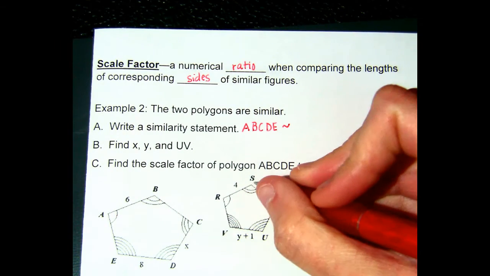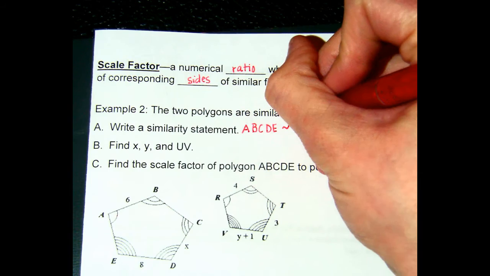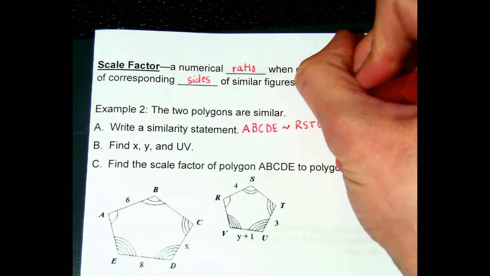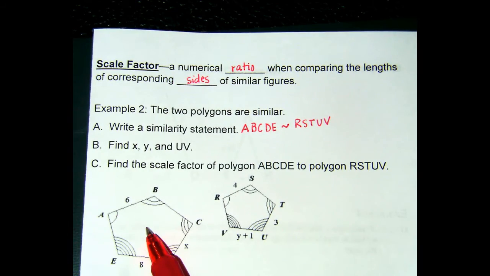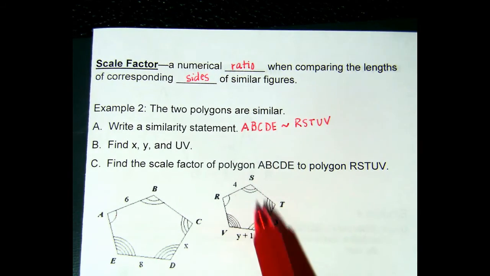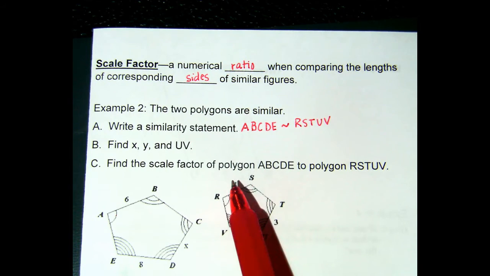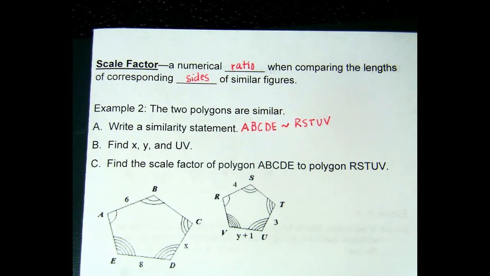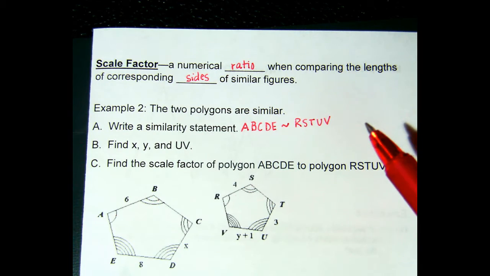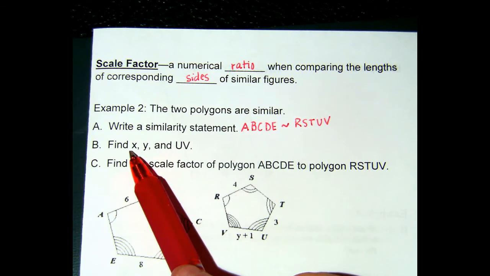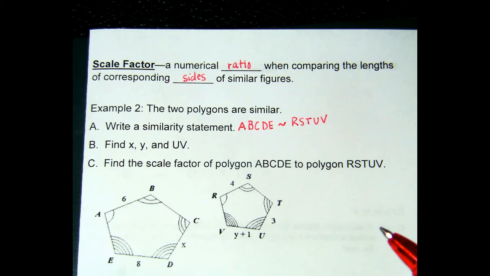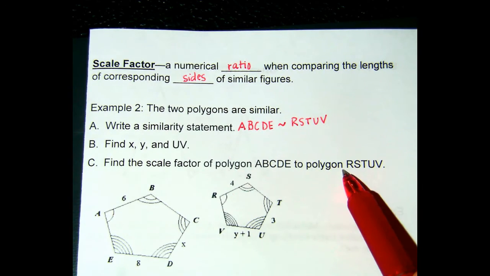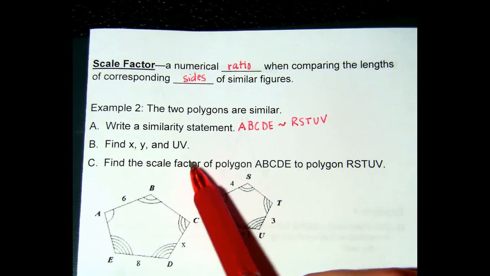And then R is 1, 2, 3, 4, 5. So we're going to go R, S, T, U, V. Since it's not a triangle or something, we're not going to put anything there. It's just polygon ABCDE, or pentagon ABCDE. Okay. We need to find X, Y, and UV. We are going to have to set up a proportion to do so. We also eventually are going to need to find the scale factor, which we can do here as well.